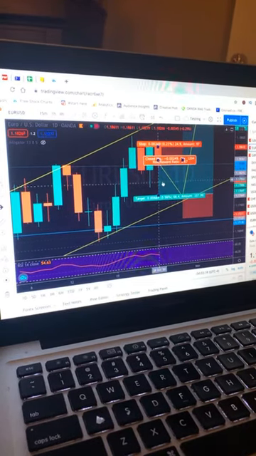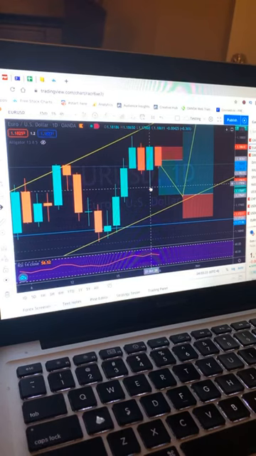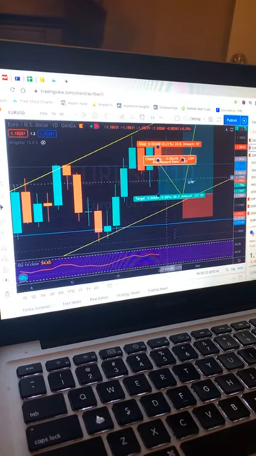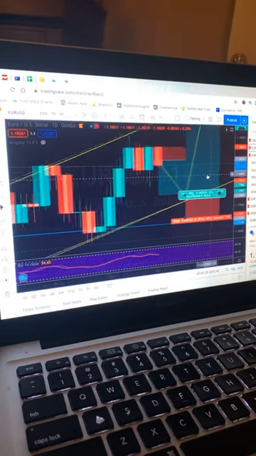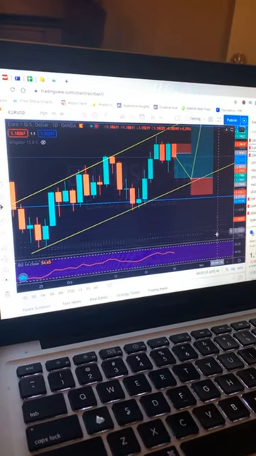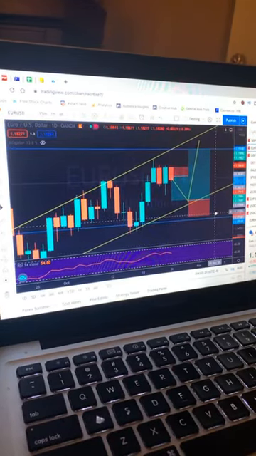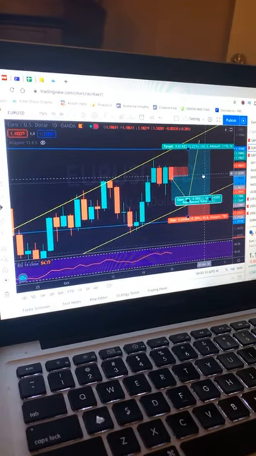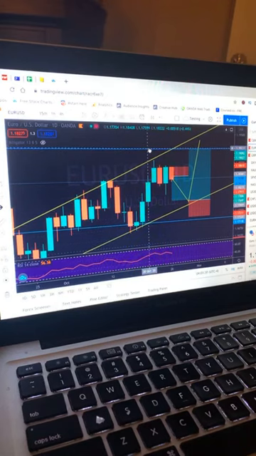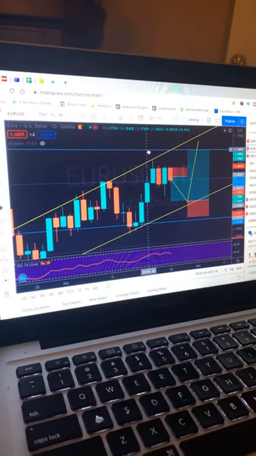So that's why I have a short position and a long position on here, because once it hits that level of support, I'm projecting that it will go up to where I have this level of resistance at 1.1910.